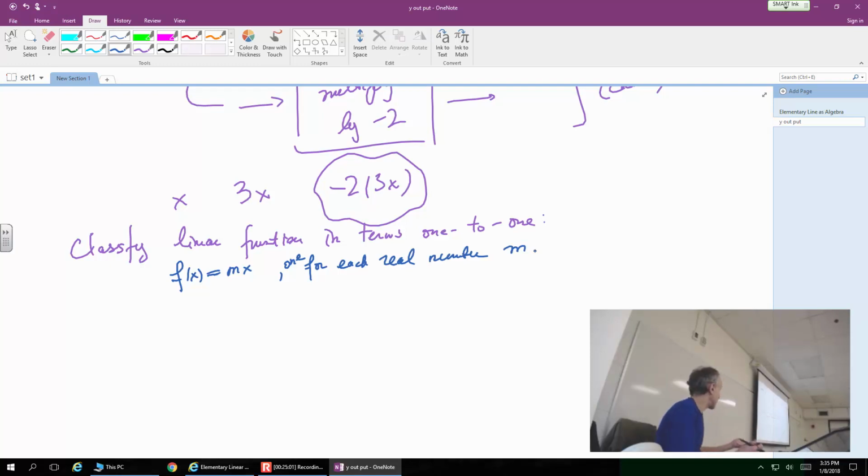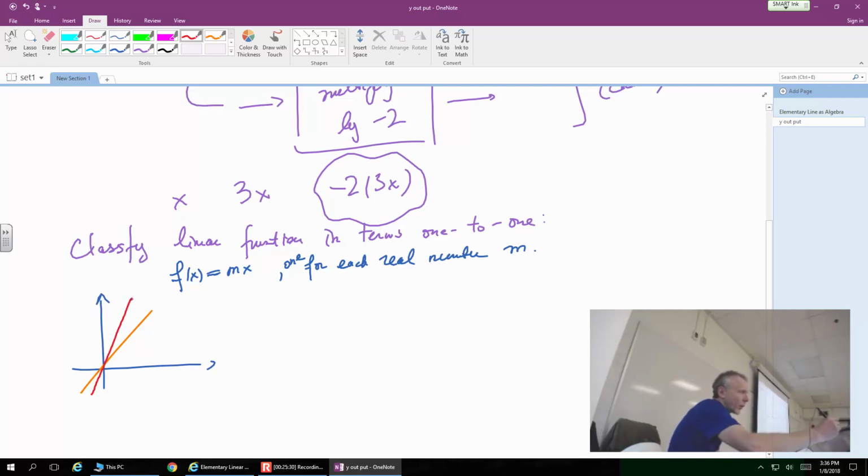I don't want to go all the way back and try to figure out what it means in general. Let's just look at linear functions, and so one-to-one and onto. Well, let me just draw all the possible linear functions. Remember the y-intercept is 0, so the graphs will all be passing through the origin. So these are linear functions.